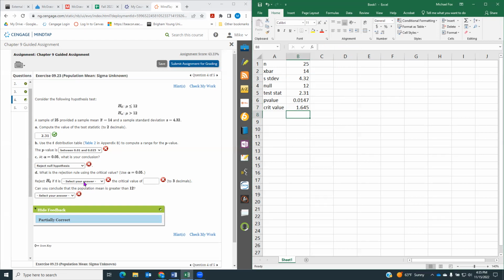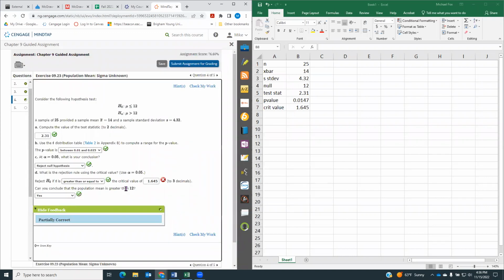So we will reject the null hypothesis if t is greater than or equal to the critical value of 1.645. And in this case, our test statistic is 2.31, which means we can conclude that we want to reject the null hypothesis and assume this indicates in favor of our alternative hypothesis, which is that the population mean is now greater than 12.